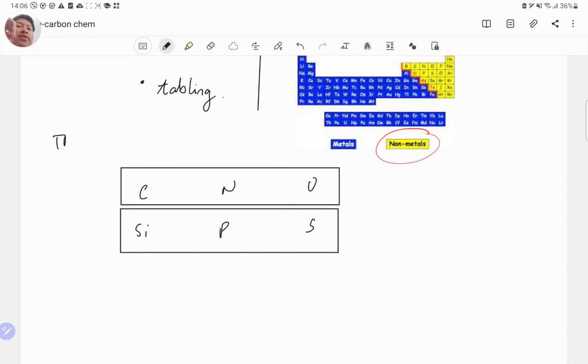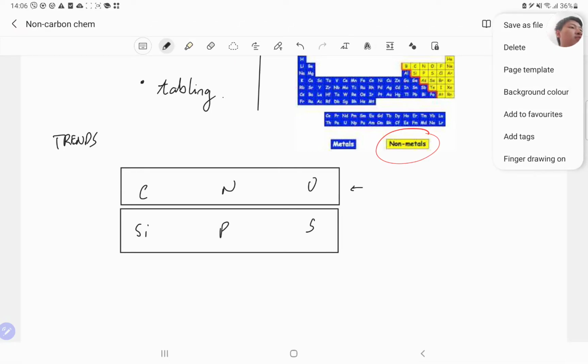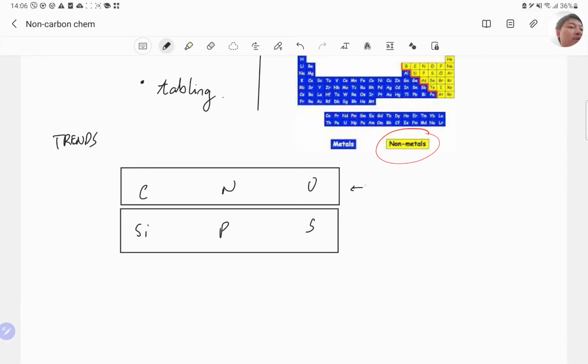So let's talk about the trends. I'm just going to move this right over here. Right, so trends. If we go down, this is n equals 2 here, n equals 3 here, for the rows, for the periods. If you go down, you decrease electronegativity. You increase atomic size.